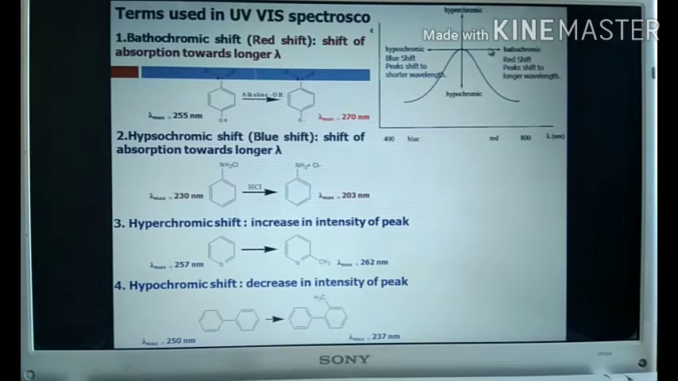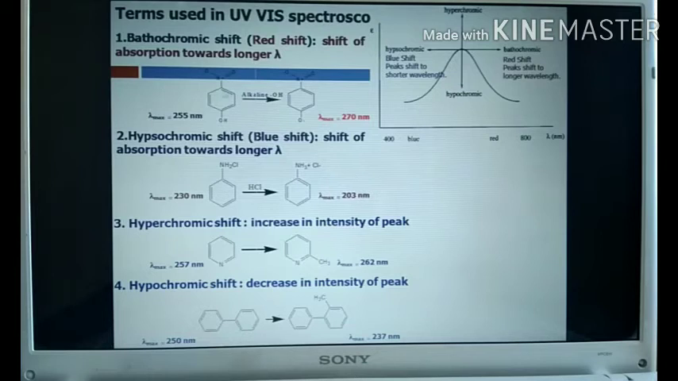Bathochromic shift means a shift of absorption towards a longer wavelength. Longer means towards the red color, so it is also called red shift. Why is it called red shift? Because the peak shifts to a longer wavelength, which has red color, the longer-wavelength end of the electromagnetic spectrum. So a shift of absorption towards a longer wavelength is a bathochromic shift, also called red shift.